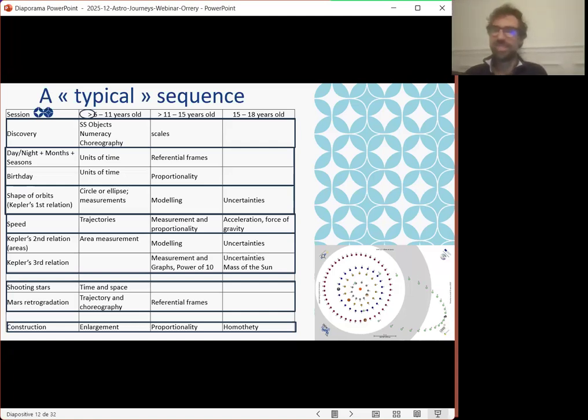Benedict? I didn't really understand about the reference frames with the day, night, months, and seasons. Which kind of activity do you do concretely? It's mostly for day and night.